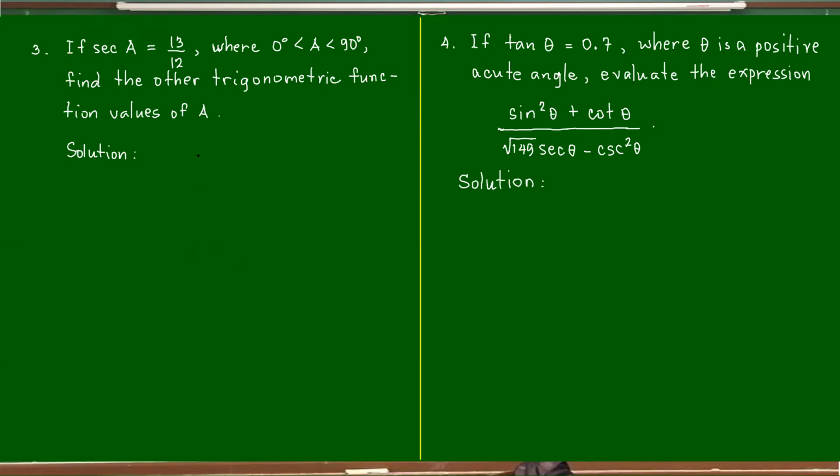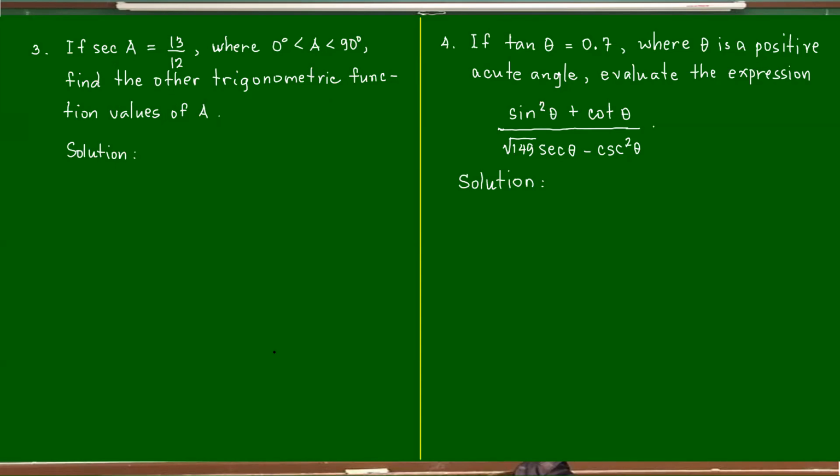So you expect that all the measures of the sides are positive, because later when we go to functions of any angle, it is possible for the side to be negative, meaning we're going to consider the side to be directed. But in our case, all the sides are considered positive for the meantime, because we're given the restriction that angle A is a positive acute angle. So find the other trigonometric function values of A. We're given secant A, so we want sine A, cosine A, tangent A, what else?